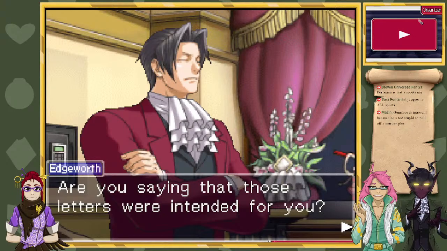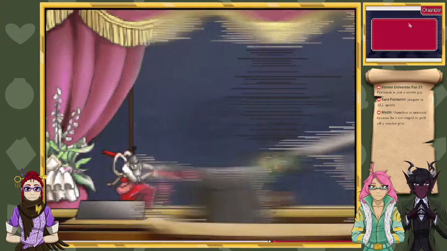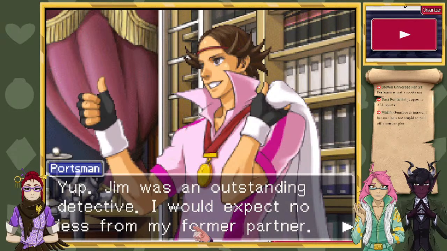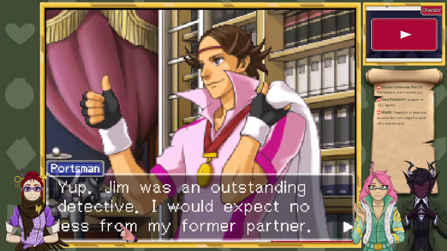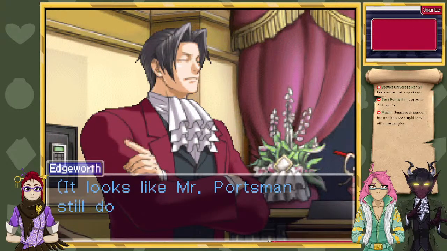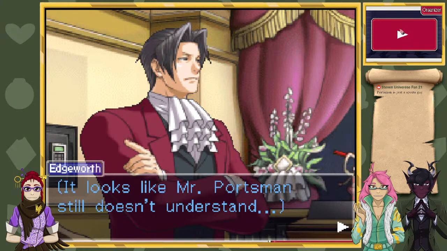Are you saying that those letters were intended for you? Yup. Jim was an outstanding detective, bro. I would expect no less from my former partner, bro. Fuck! Guess the pointing finger isn't helping. No, I didn't point there! I have to start pointing after I messed it up!